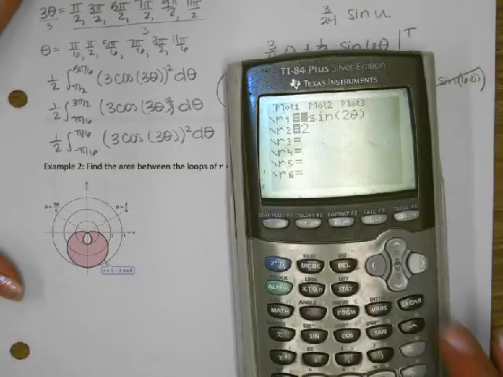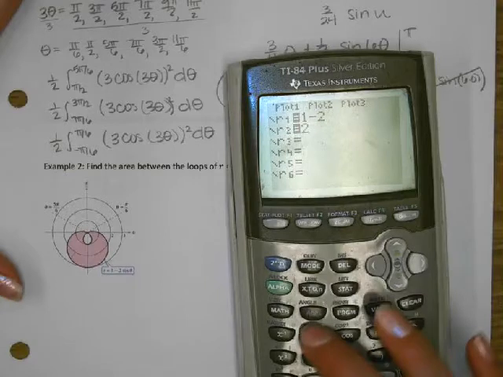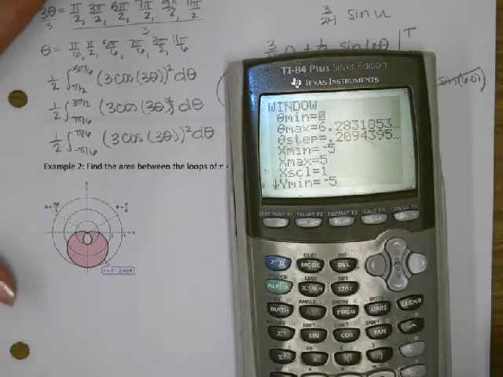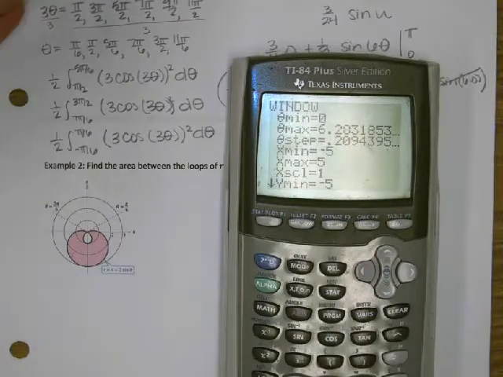So we've got 1 minus 2 sine theta. And on my window, I'm going to set my interval from 0 to 2 pi. Your theta step just basically says how pixelated your graph is going to be, and the smaller the step, the more accurate the curve.